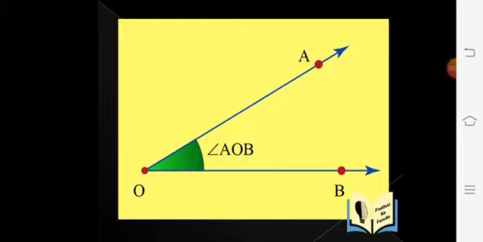As here you can see, the angle is made up of two rays OA and OB, and their common end point is O. So the given angle is angle AOB. Angles are measured in degree. So based on their measurement, angles are classified into different types. Let us see the types of angle now.